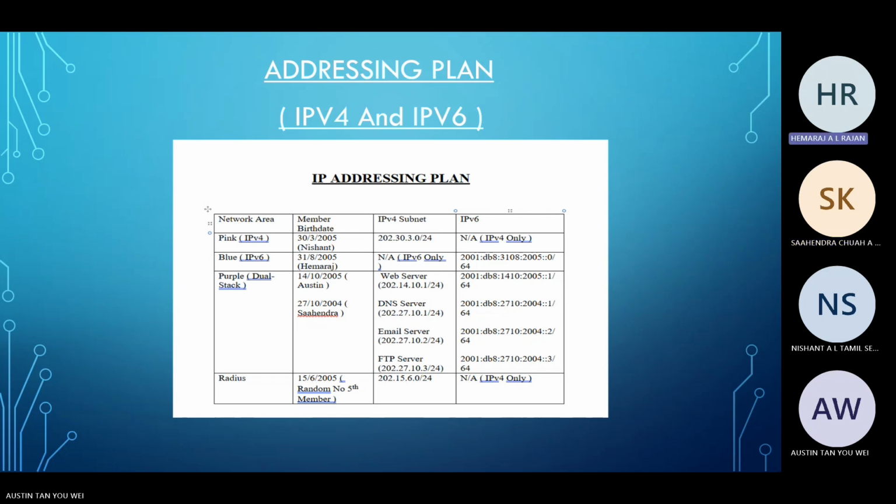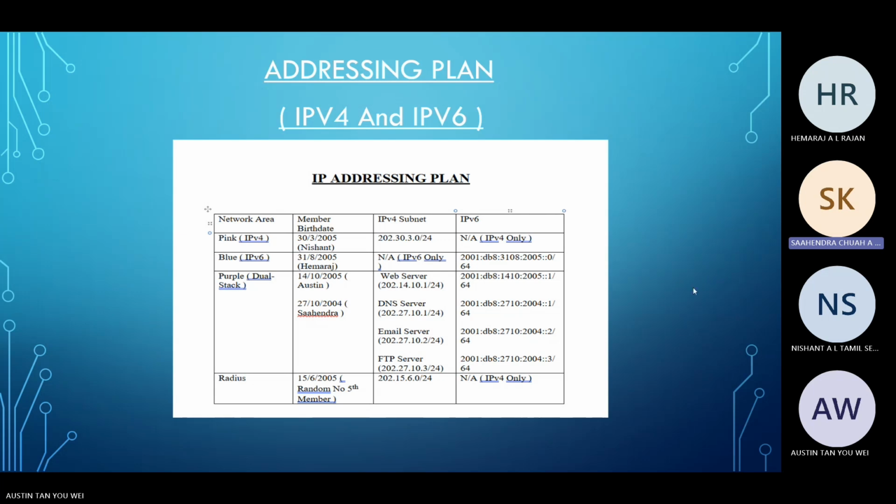Another example would be the blue network area. One of our team members, Hemraj, his birthday is 31st August 2005. So his IPv6 address, which is used, is 2001:DB8:3108:2005::/64.